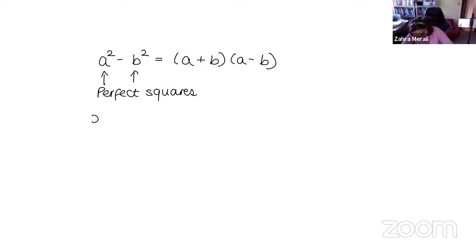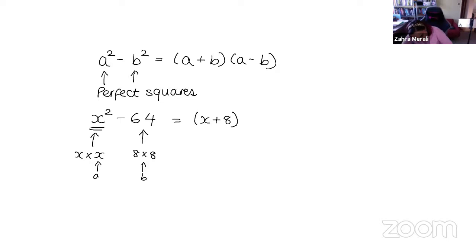So if you've got x squared minus 64, this x squared is exactly the same as x times x. This 64 is the same as 8 times 8. So this is like your a, and this is like your b. So this is the same as (x plus 8)(x minus 8). And the reason it works is if you were to multiply this out, you would get x squared plus 8x minus 8x minus 64. So the 8x's cancel.